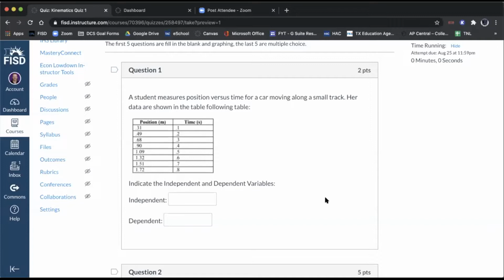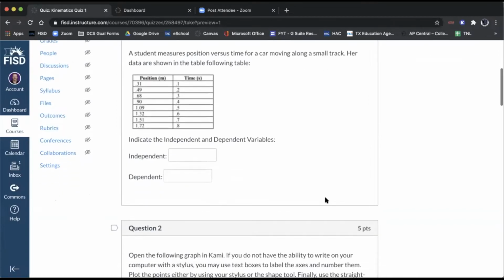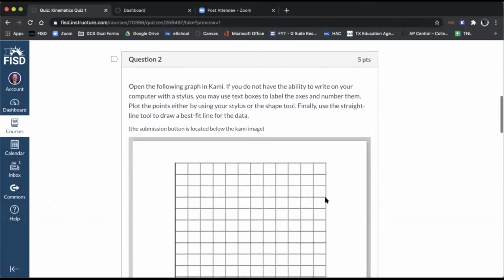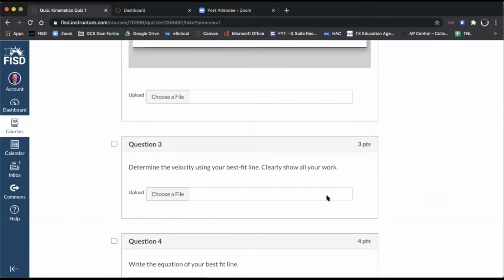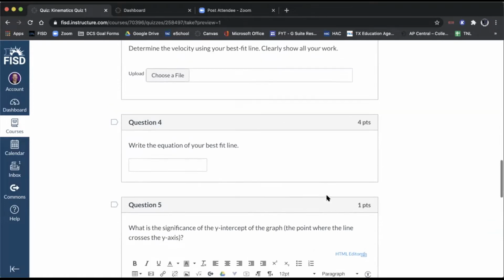You either got the 2 or you didn't, because if you got one wrong, you got the other one wrong. No one marked time for both, which would have been a lot of fun for me. All right, so then question 2 was the graph. Question 3 is the velocity of the graph. Question 4 is your best fit line of that graph.